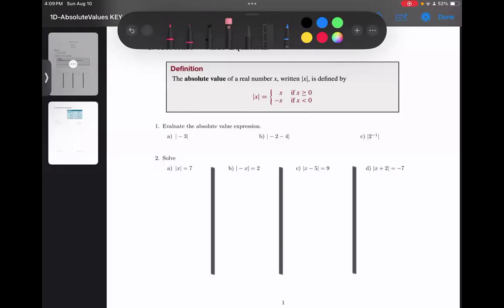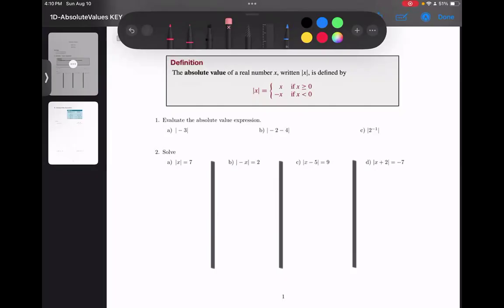The definition of absolute value of a real number x, written |x|, is that it's going to be itself if x is positive, so we don't do anything. It's going to be negative x if x is negative. So inside the two vertical bars, x can be positive or negative, but if you put the vertical bars around it, it's going to become positive. Does that make sense?